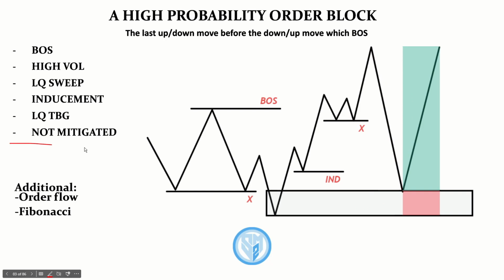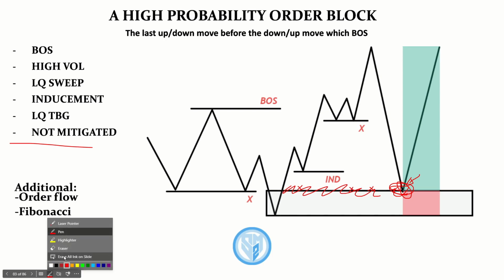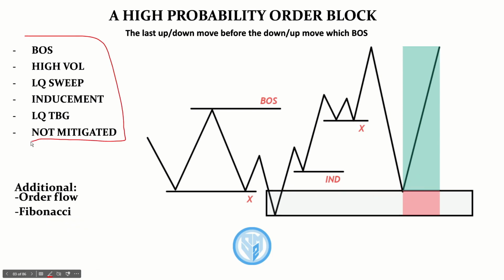And lastly, very simple concept, the zone should not already be mitigated. So before the point of our entry, there should be no taps into the zone. So there should be no tap in here, there should be no tap in here. The price should never have come back into the zone except for when we're going to enter. And as you guys can see, price has never come into the zone except for when we were going to enter from it.